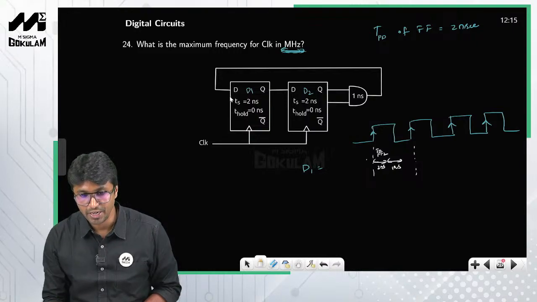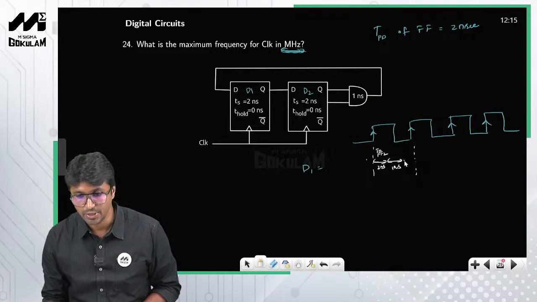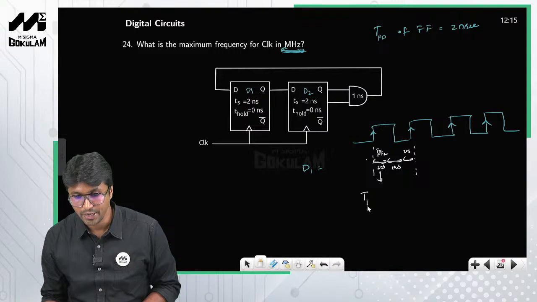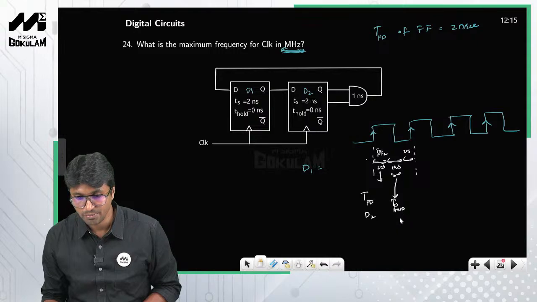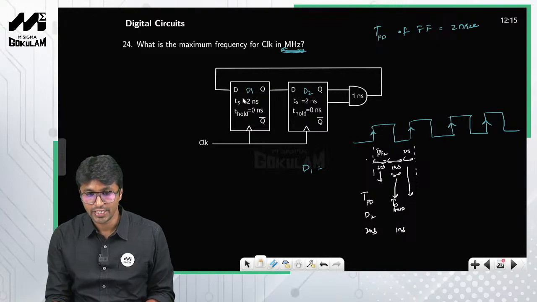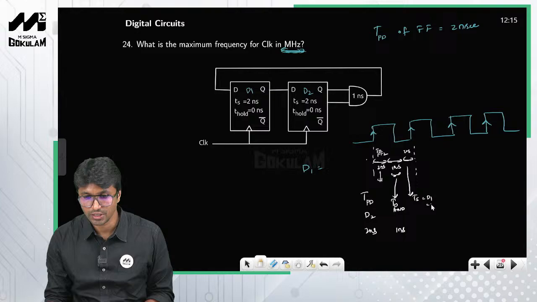And what is the setup time of D1? The setup time of D1 is nothing but 2 nanoseconds, right? So listen, this is the propagation delay of flip-flop D2, and this one is the propagation delay of the AND gate. So this is 2 nanoseconds and this is 1 nanosecond. And what is this one? This is the setup time of D1, which is 2 nanoseconds, right?